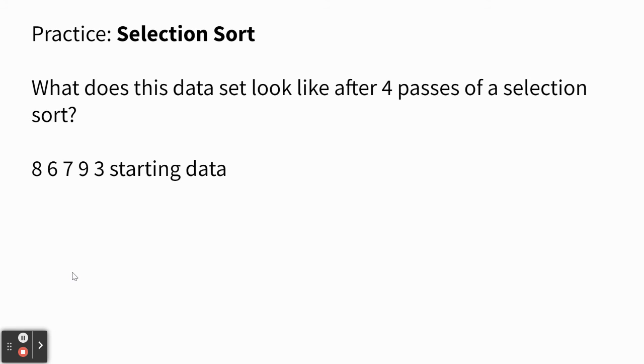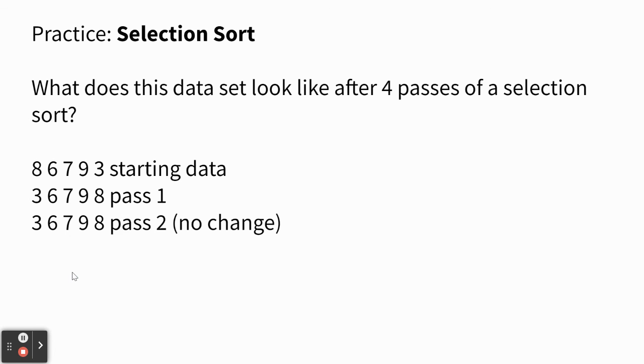So let's do the same thing, but with a selection sort. All right, everybody, you got your place to write. Selection sort is a different algorithm. This is the one that swaps. I'll give you a hint. After pass 1, it looks like this. Pass 2, no change. Pass 3, no change.